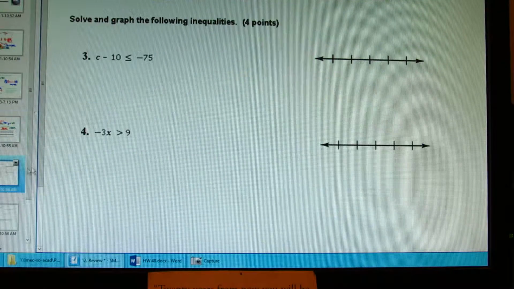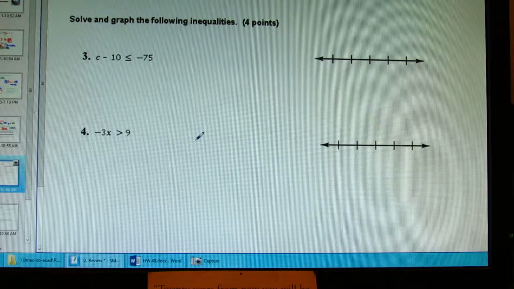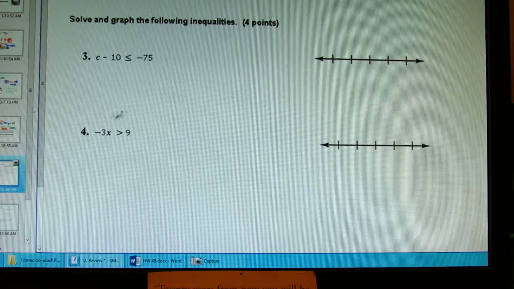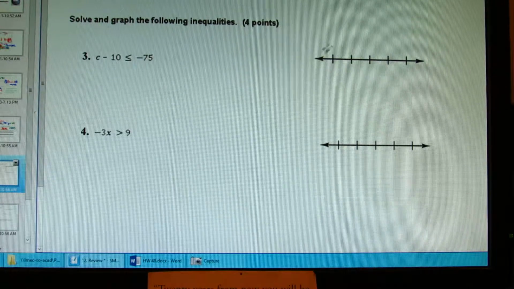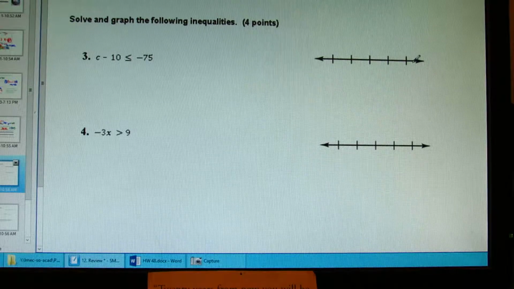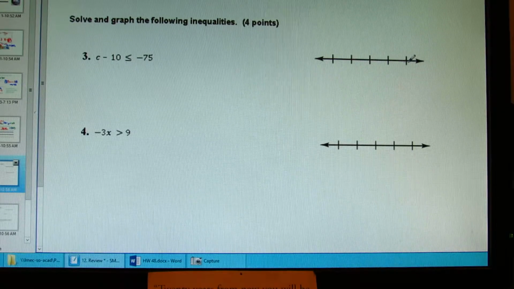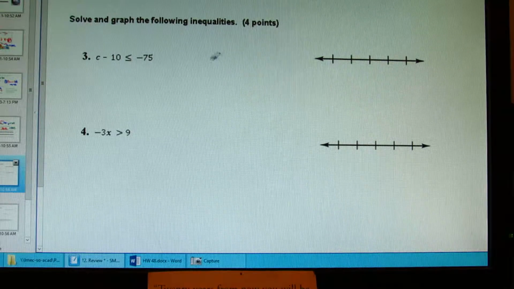Alright, moving on. Number 3. These you're going to get on your quiz also. You're going to have to solve an inequality and then graph your answer. Notice there's 5 dashes on your number line, so you're going to have to number 5 numbers. Alright, here we go. This problem involves what operation?